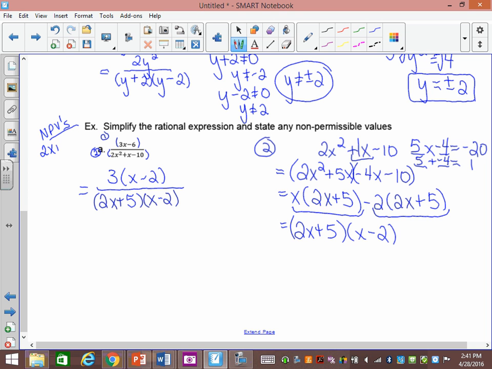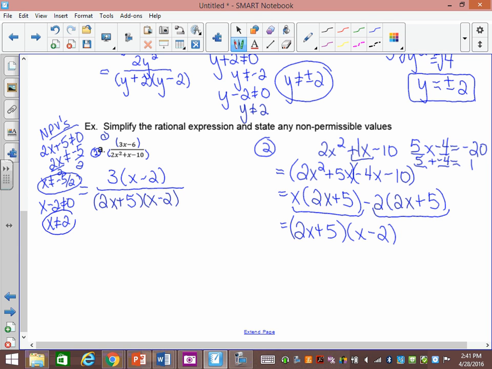So I go off to the side and I write my non-permissible values, and I say 2x plus 5 can't equal 0. Move the 5 over, so 2x can't equal negative 5. And then divide by 2. So x can't equal negative 5 over 2 is one of them. And then I go x minus 2 can't equal 0. So x can't equal 2.